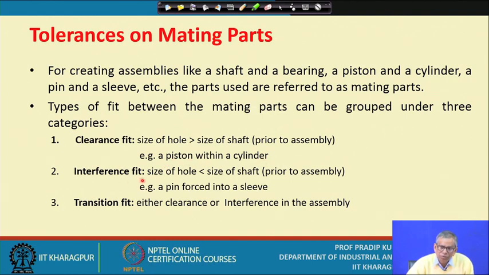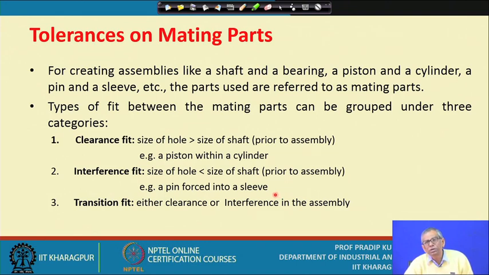Interference fit is just the opposite. The size of the hole is less than the size of the shaft. That means you have to press fit. Prior to assembly, these conditions you have to ensure. An example is a pin forced into a sleeve. There are many such examples, in fact.